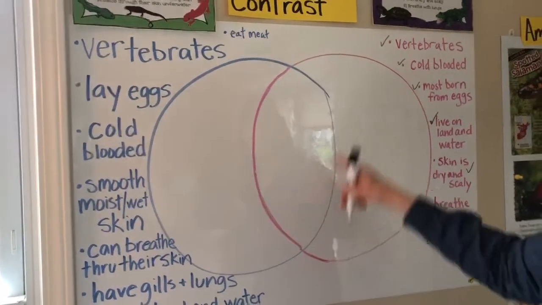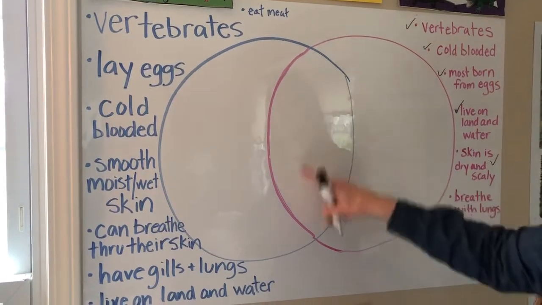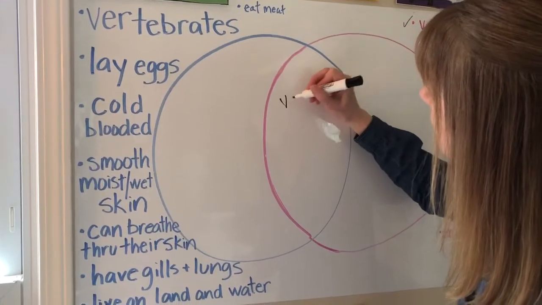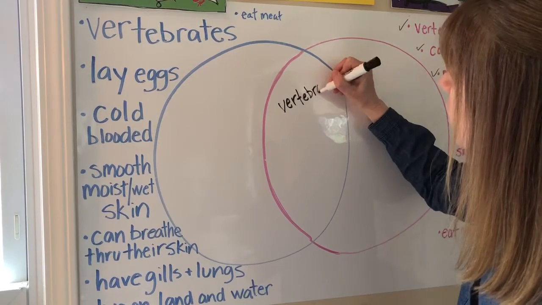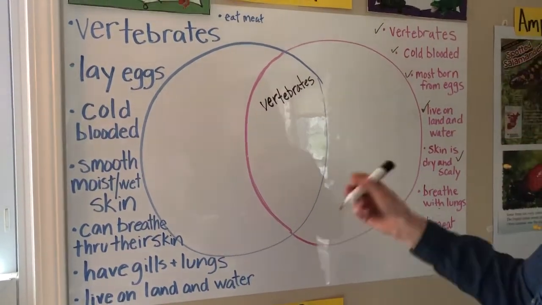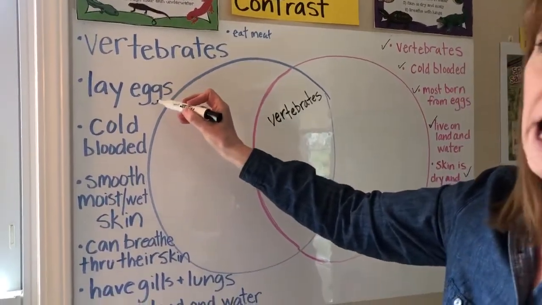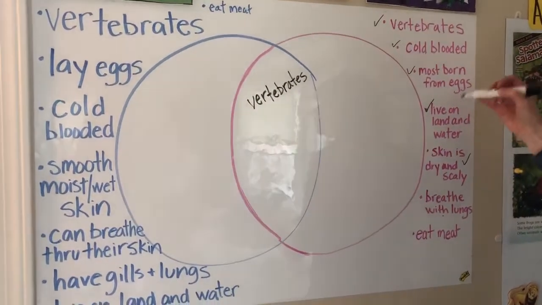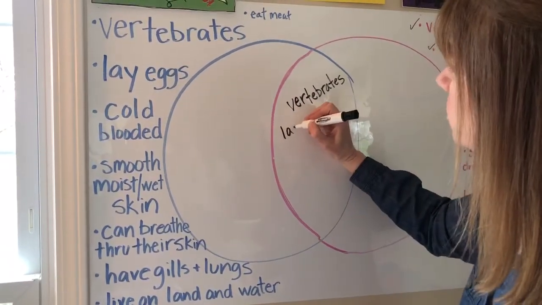And if you remember, in a Venn diagram, we put shared characteristics or things that are similar in this shared space. You can see how it overlaps. So we're going to put vertebrates in the shared space because both amphibians and reptiles have backbones. Pretty cool, just like mammals. So let's look at our next characteristic. Amphibians lay eggs. Reptiles, if we remember correctly, are born from eggs, so the mamas lay eggs. So they both lay eggs. So we're going to put that in the shared space.